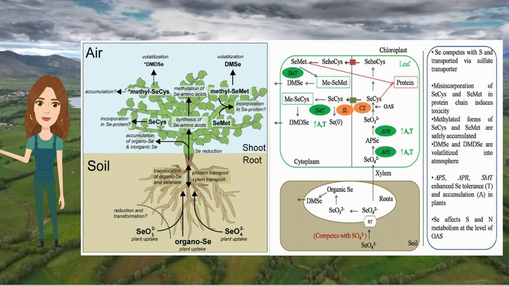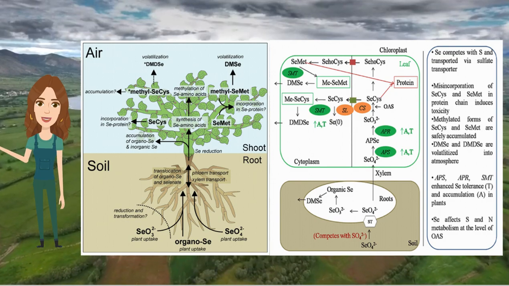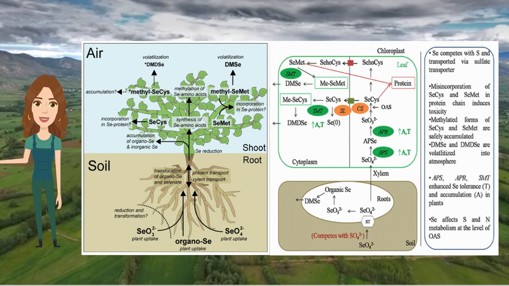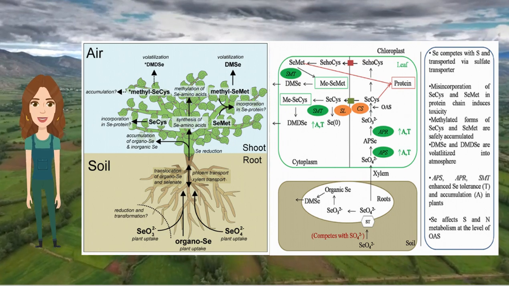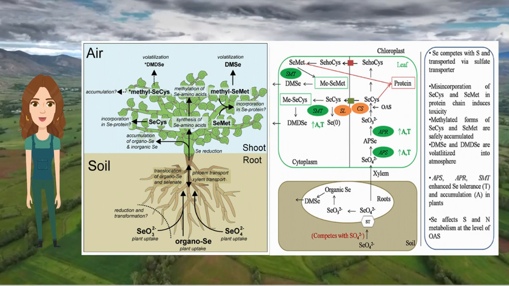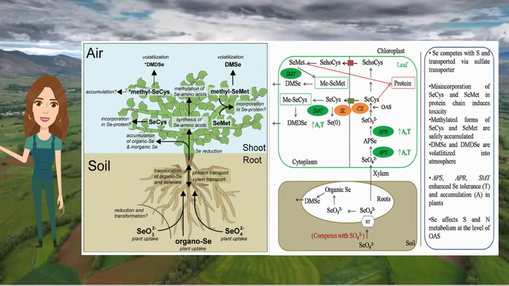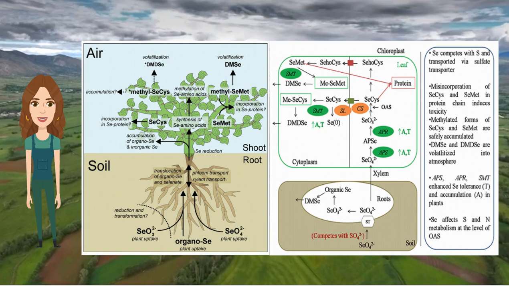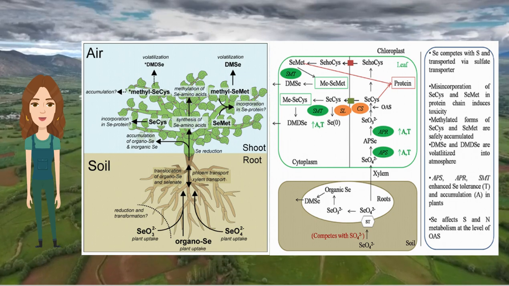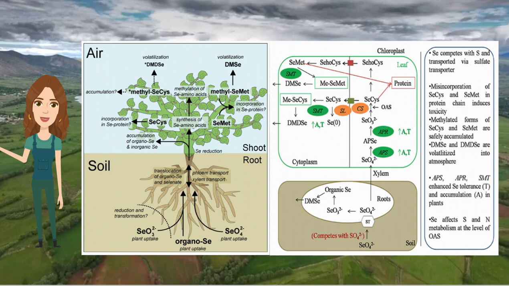Depending on the plant species and environmental conditions, selenocysteine can be converted into elemental selenium by the enzyme selenocysteine lyase, or be methylated into methylselenocysteine by selenocysteine methyltransferase, or it may be converted into selenomethionine by many enzymes. Selenomethionine can be used to form selenoproteins or be methylated to methylselenomethionine. Methylselenocysteine or methylselenomethionine can then be volatilized into the atmosphere as dimethylselenide or dimethyldiselenide, depending on the plant species.